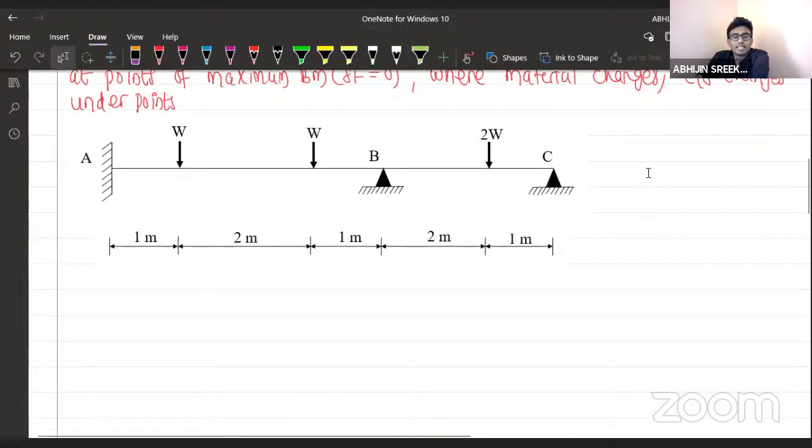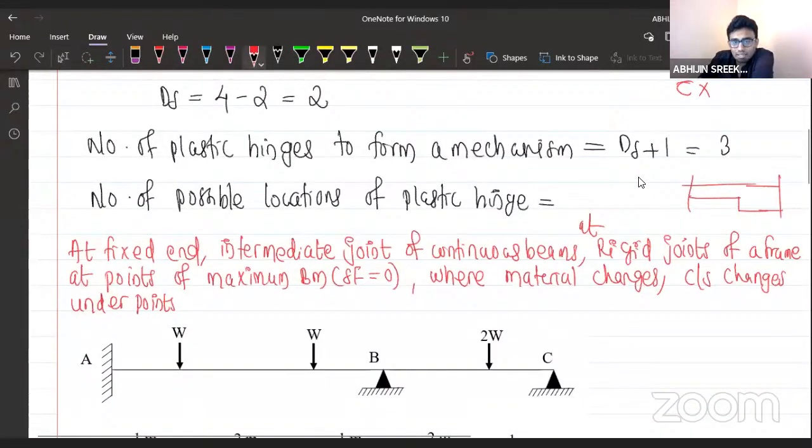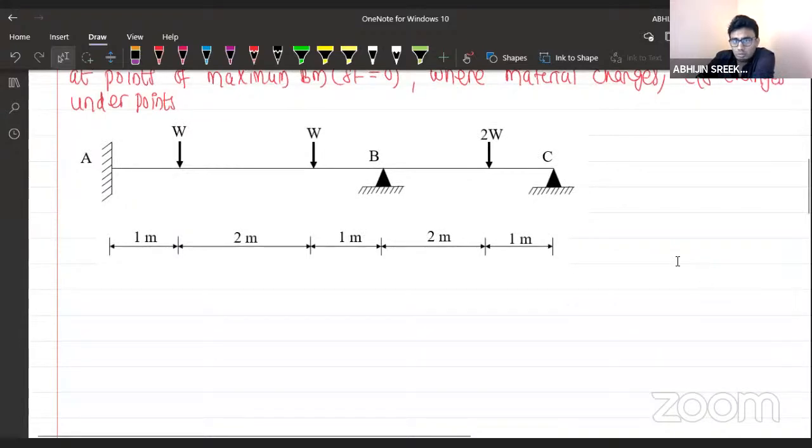Now let us think, but this is not our case actually. This is also a question. Sometimes they will directly ask you, how many plastic hinges are required to form a mechanism? DS plus 1. Number of possible locations of plastic hinge formation, that is 5. You have to check these conditions. But here we need to find the number of mechanisms.